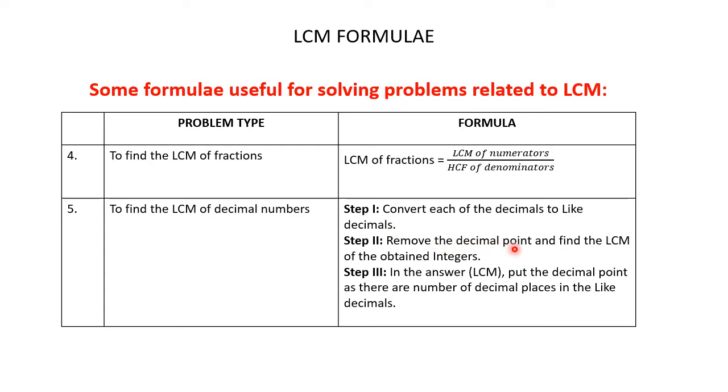Next, remove the decimal point and find the LCM of the obtained integers. Finally, in the answer, that is in the LCM, put the decimal point in such a way that there are as many decimal places in the LCM as there are decimal places in the like decimals.